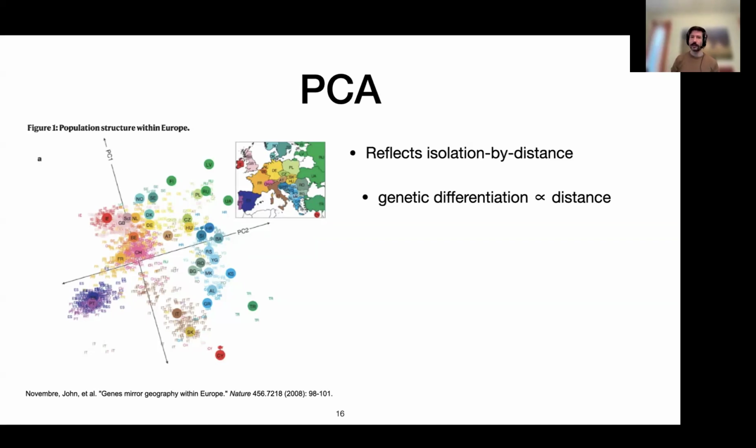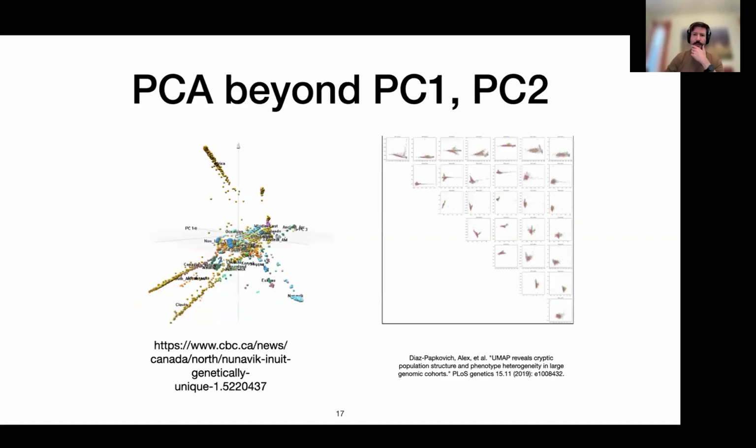It's got a lot of applications, and as you can see here, it makes really cool figures too, and it remains popular, and I still use it all the time. But one of the drawbacks is often if there's a lot of signal in the higher order PCs, so beyond principal component 1 and 2. On the left here, this is from a CBC article where they plotted the top 3 principal components, and 3 dimensions don't work well on a two-dimensional piece of paper or website or whatever.